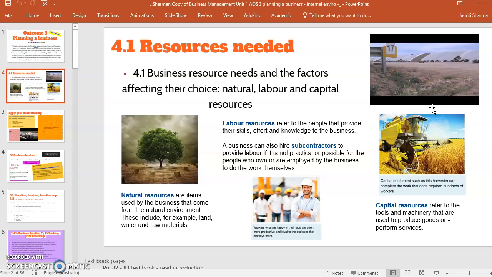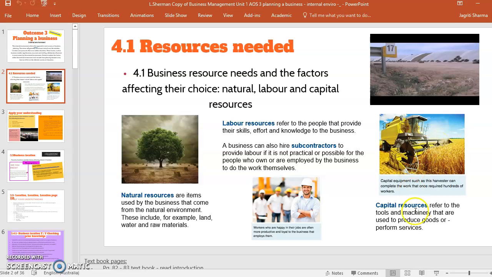Now these are really important because they increase the efficiency of labor. If you have one person working on this machine, that person will be able to do more work than 10 people would do without this machine. So it actually increases the efficiency of your business and your labor as well.